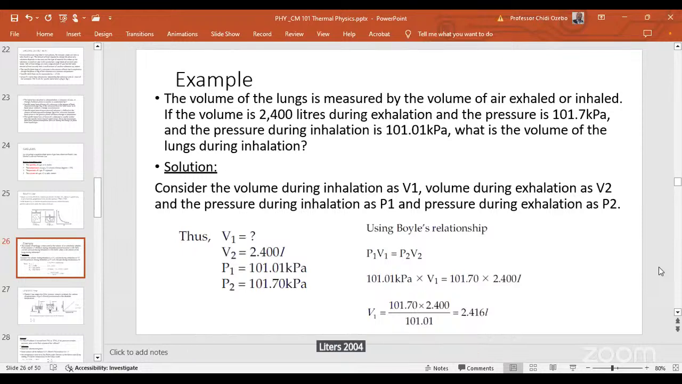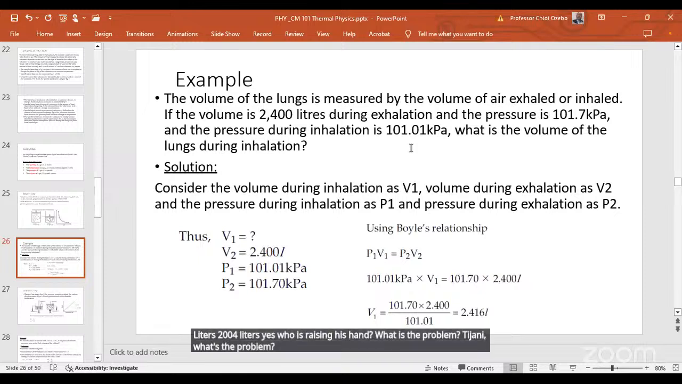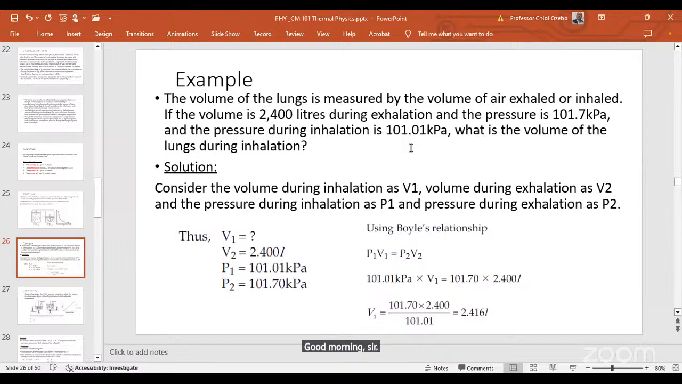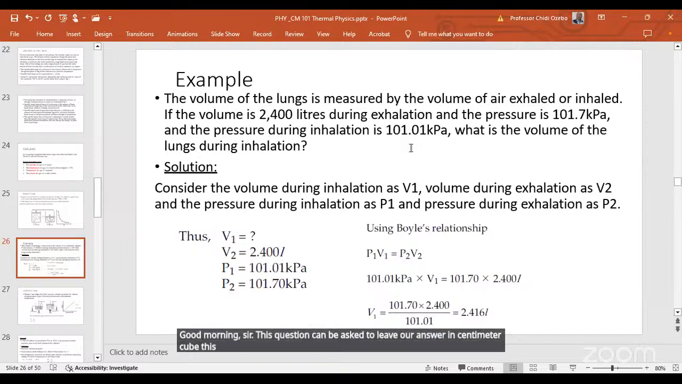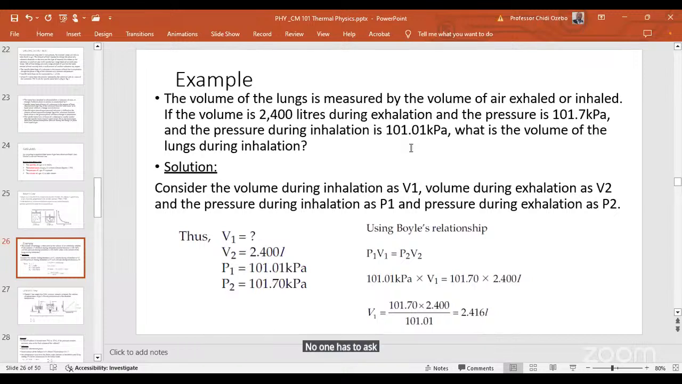2,416 liters. Who is raising his hand? What's the problem? Tijani, what's the problem? Good morning, sir. Can we be asked to leave our answer in centimeter cube? You don't have to ask me that. Anything you see in the question, you answer it. You can be asked the question in any way.